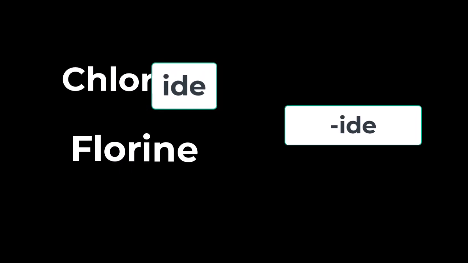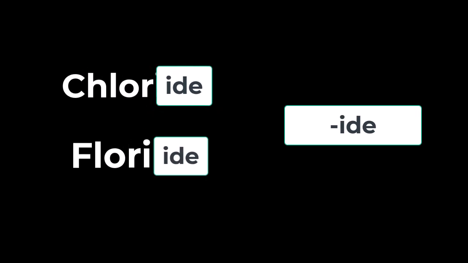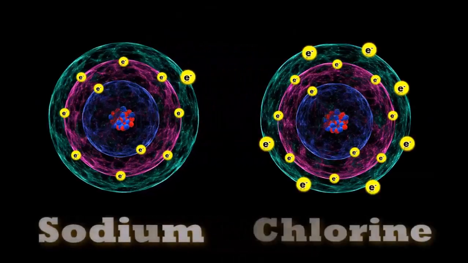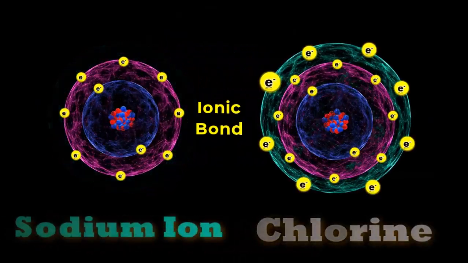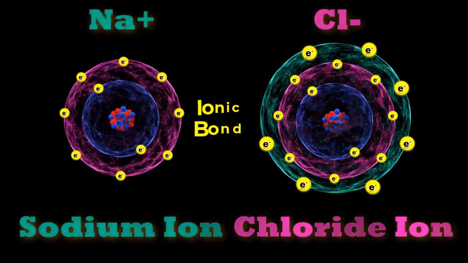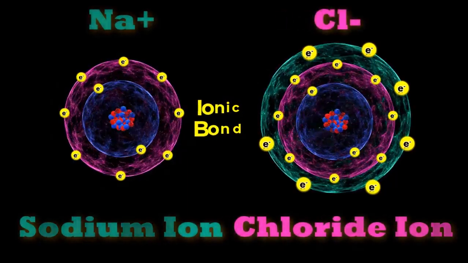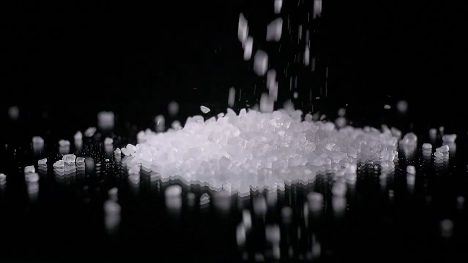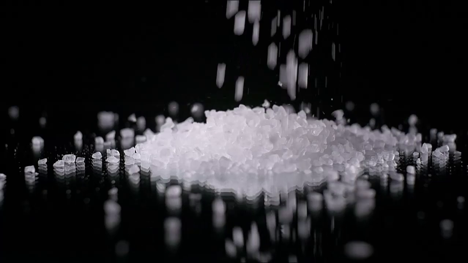Negatively charged ions often have names ending in "ide", such as chloride or fluoride. The sodium ion and chloride ion are held together by an ionic bond. This is the interaction that occurs between two oppositely charged ions. Compounds that are held together by ionic bonds are called ionic compounds, also known as salts.